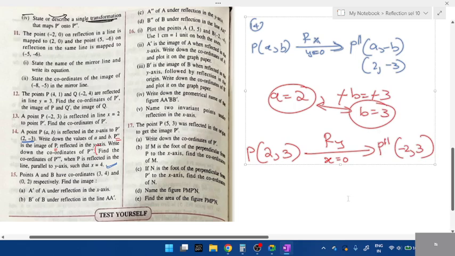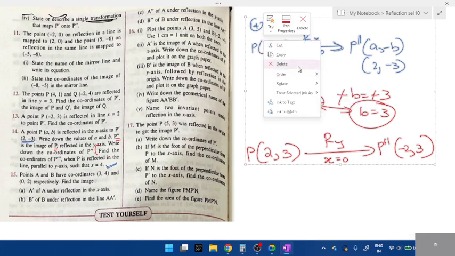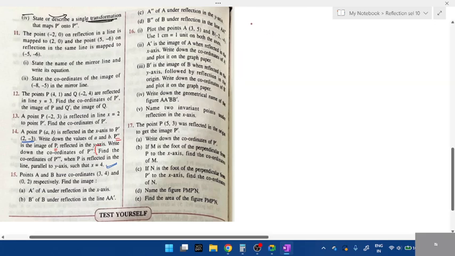Find the coordinates of p triple dash, where p is reflected in the parallel line. We got, what was the value of a, students? Can you just tell me? A was 2 and 3, right? Okay, now look here. P triple dash is the new object which we need to find. So that should be on the right hand side.